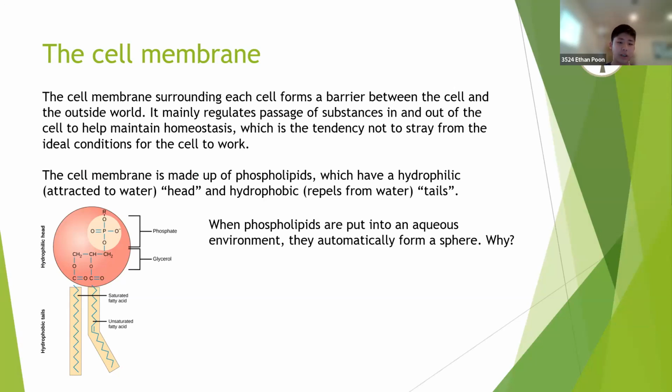The cell membrane is made up of phospholipids, which I have a picture of here. And you can see that the circle on top is called a hydrophilic head, which is attracted to water. And then these two little stick things at the end are called the tails, which are hydrophobic and repel from water. All right, so when phospholipids are put into an aqueous environment, they automatically form a sphere.